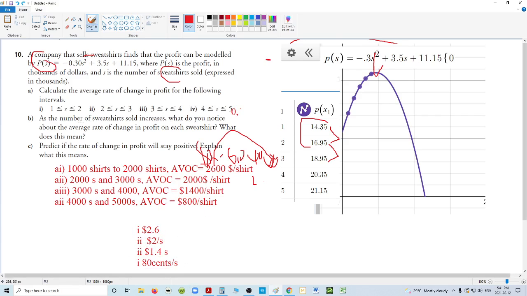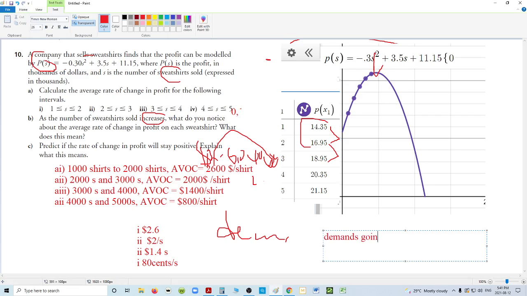And so, as the number of shirts sold increases, what do you notice about the average rate of change? Well, it's going down. What does that mean? Well, either it means demand's going down, or the cost to make the shirts is going up. So maybe cotton costs more. Or maybe labor costs more. Maybe people demanded a raise.